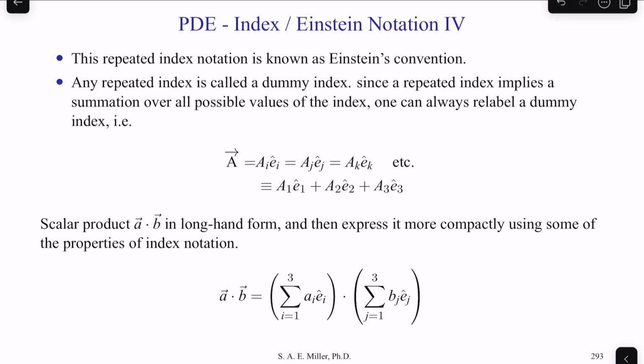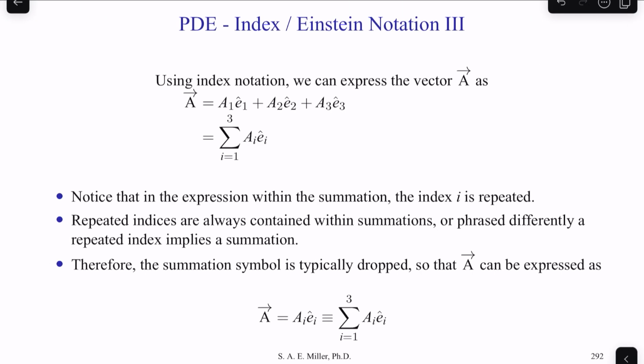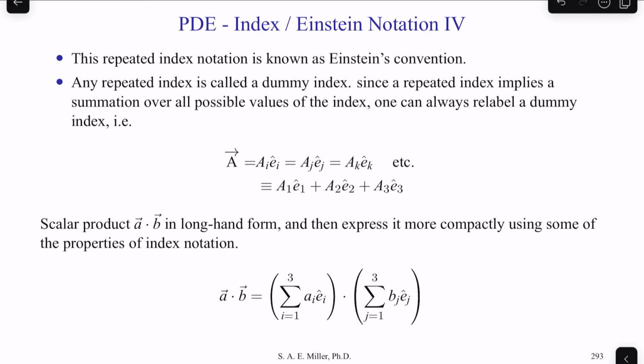Now that we have this notation, we can think about how to write the scalar dot product in a longhand form and maybe express it more compactly. So let's look at the original vector notation. The vector A dotted with B. We would take A and B and write them in the notation we just defined, and we get the sum from i equals 1 to 3 of A_i e hat i, dotted with the sum of j equals 1 to 3 of b_j e hat j.